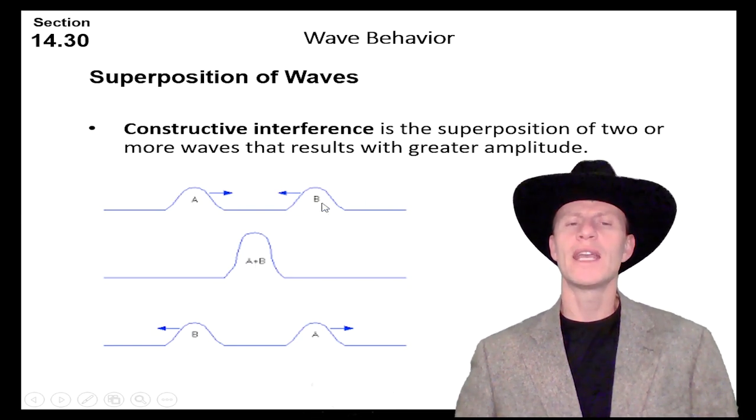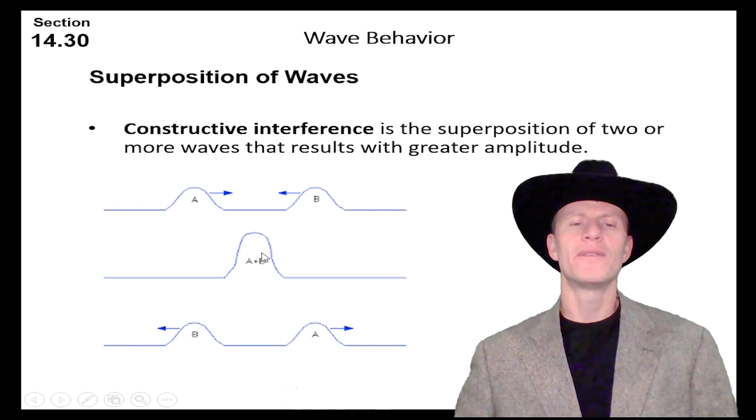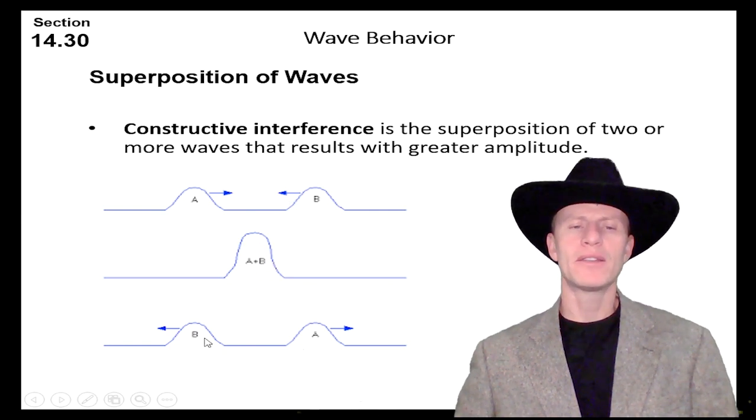Imagine wave A headed towards wave B. What happens in the middle? They add their amplitudes together. This is called constructive interference. After they pass through, they go back to normal, the normal amplitude that they hit each other at. They actually will travel right through each other.